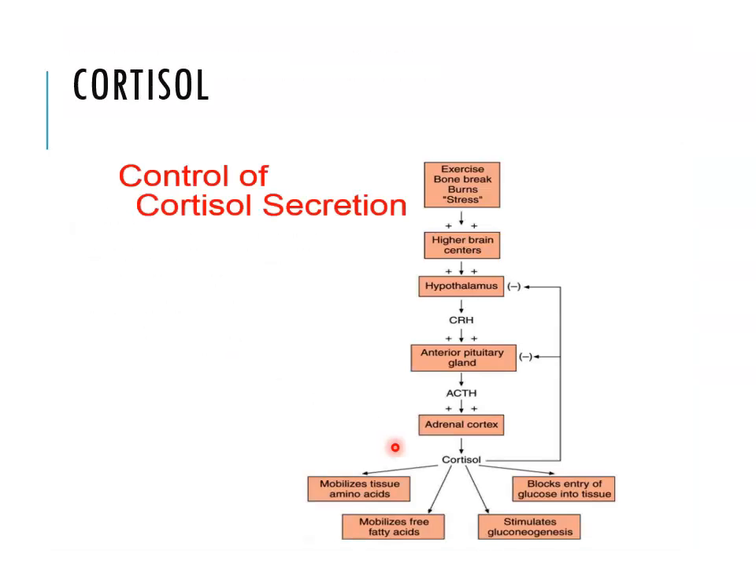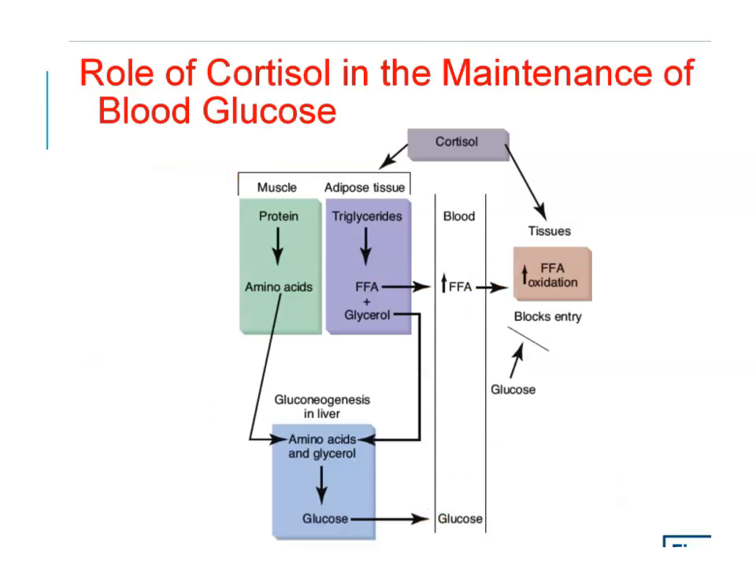Cortisol is a catabolic hormone produced from adrenal cortex. Cortisol secretion is stimulated by stress. Exercise or any form of stress results in the increased production of corticotropin releasing hormone from the hypothalamus. This in turn acts on anterior pituitary gland and results in the increased release of adrenocorticotropic hormone, and it acts on adrenal cortex and results in the secretion of cortisol.